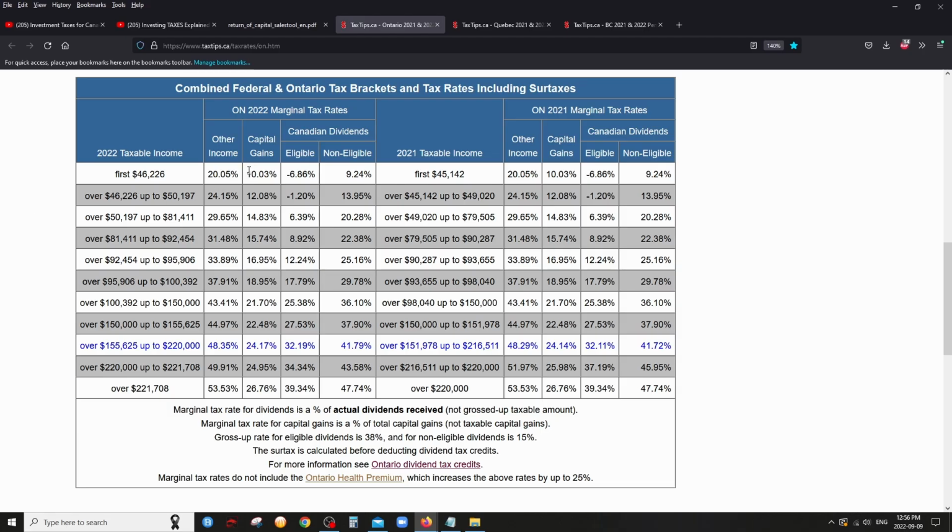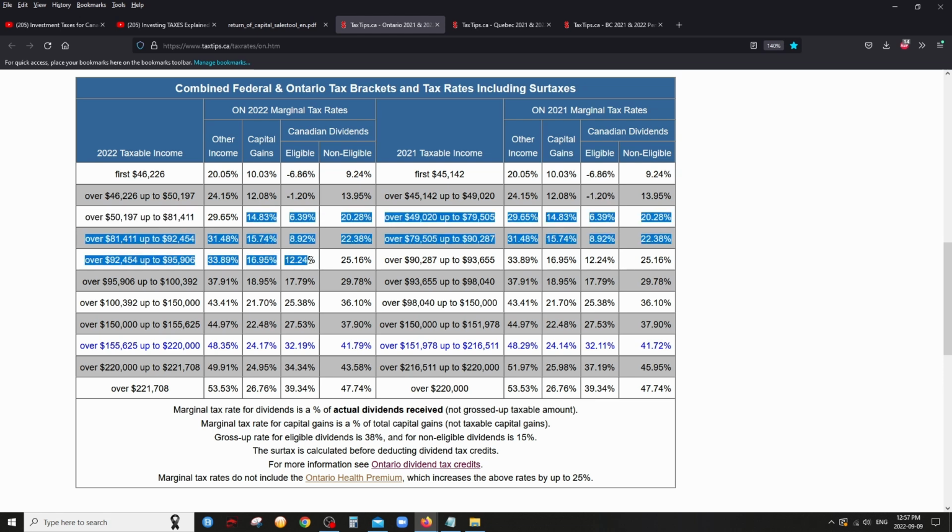You have to remember that it's different for everyone. What's better, eligible dividends or capital gains? Well, it really depends on your province and tax bracket. As you could see here, if you're making less than $46,000 in Ontario, or under 50,000 here, capital gains are taxed at only 10%, whereas eligible dividends are taxed at minus 6%. So it's really, really good. And then as you go up in tax bracket, they start narrowing.